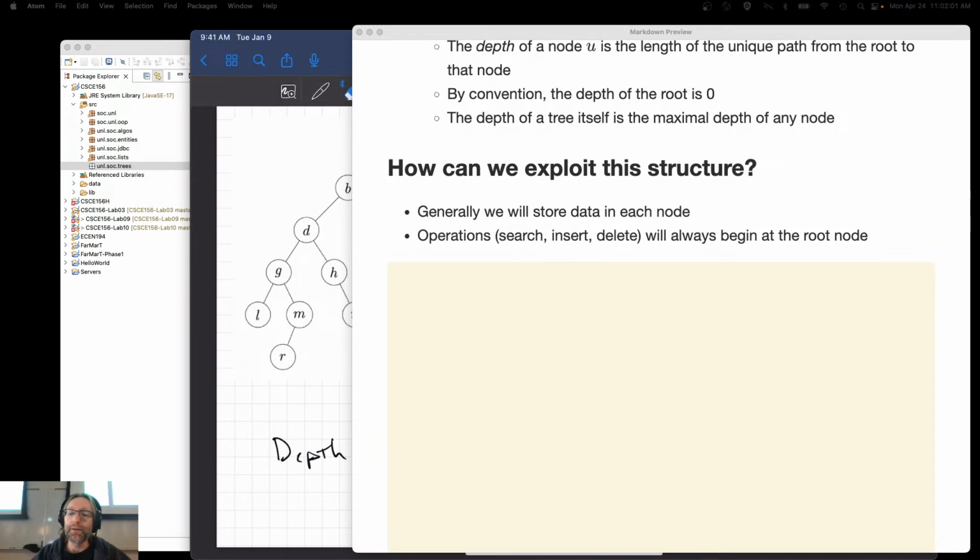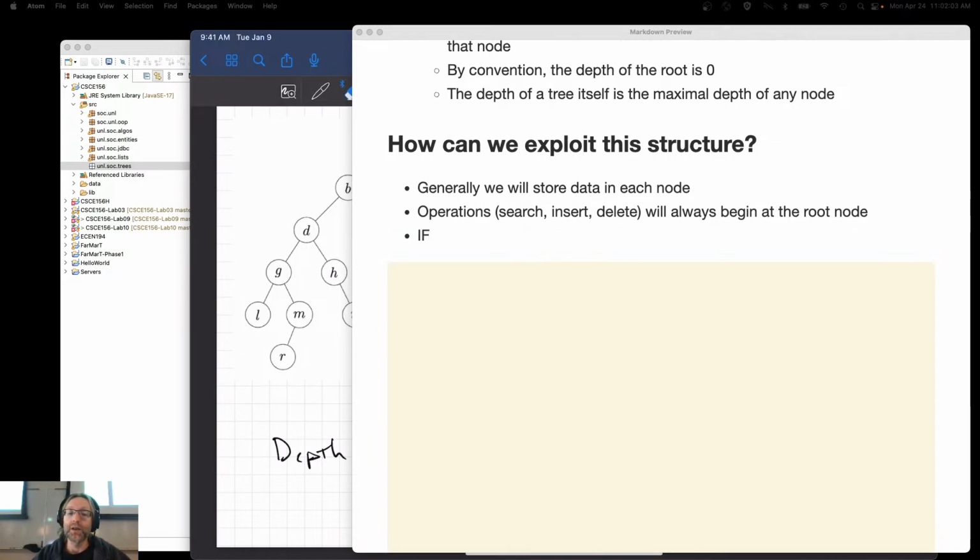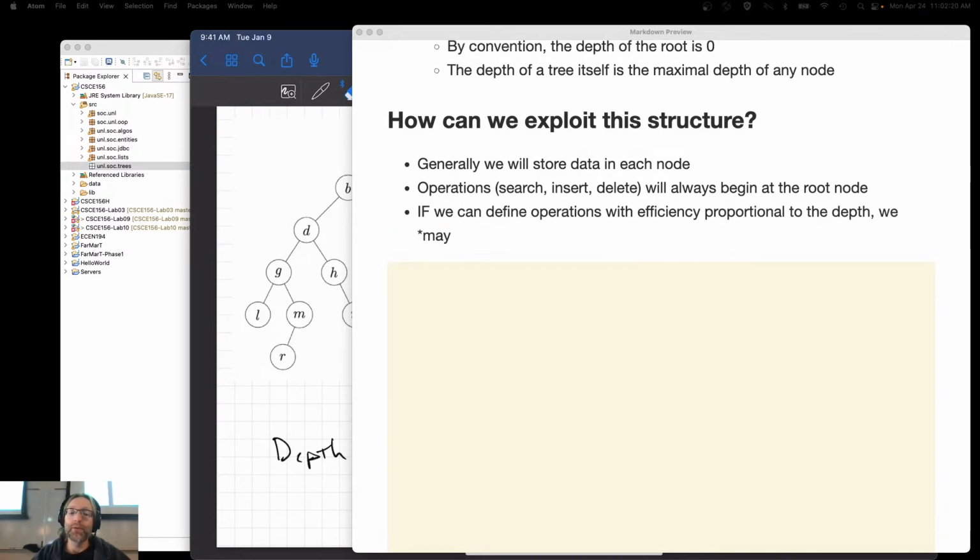And my observation here is, if we can define operations such that, with efficiency proportional to the depth, we may be able to make them very efficient.